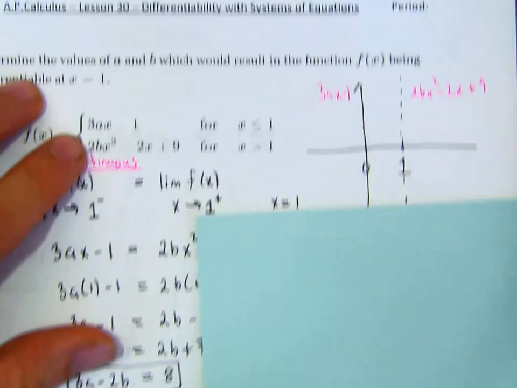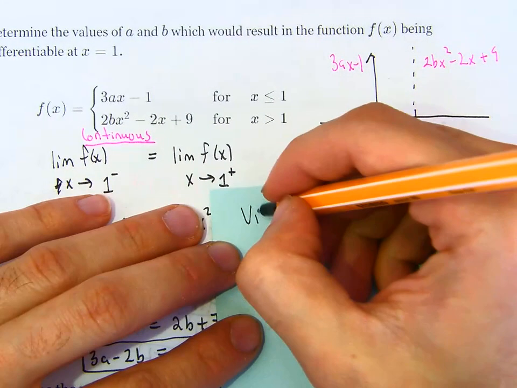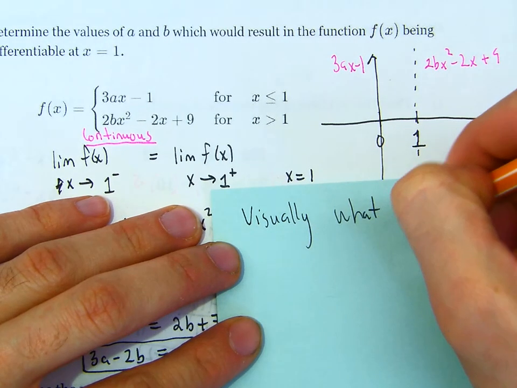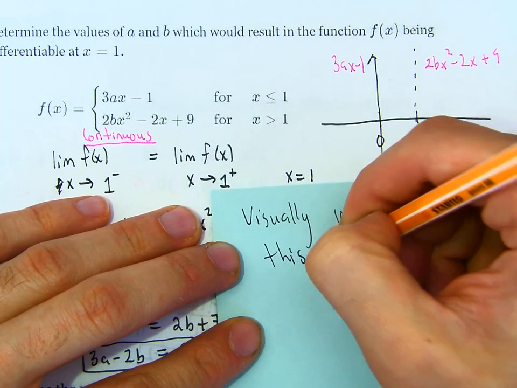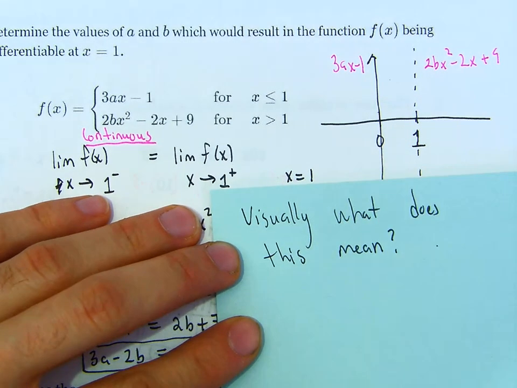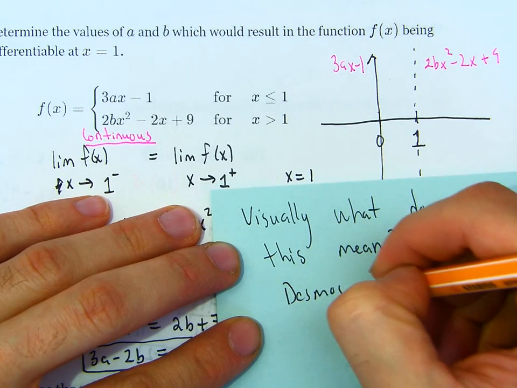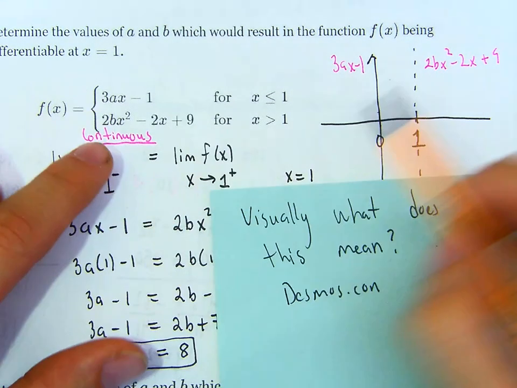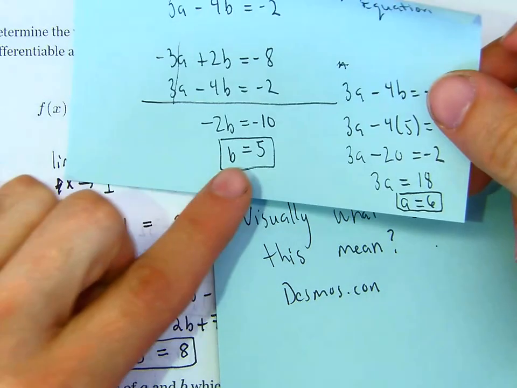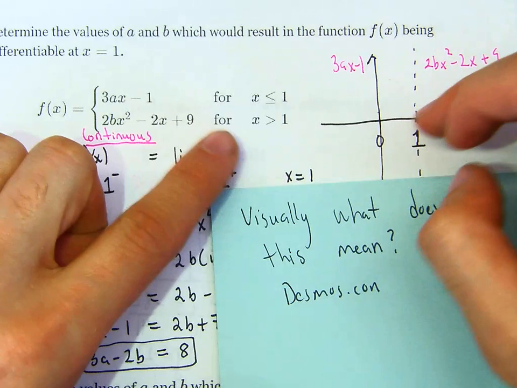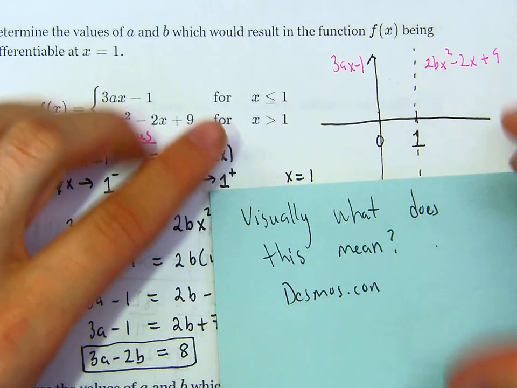But visually, what does this mean? Tomorrow we're going to use Desmos to actually figure out what this means when you plug in the 5 and 6 for the a and b. What does it mean for the function to be continuous and differentiable at the point?